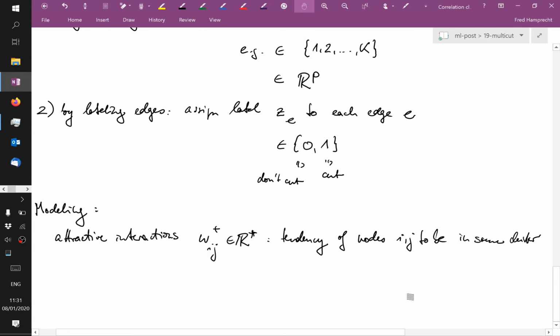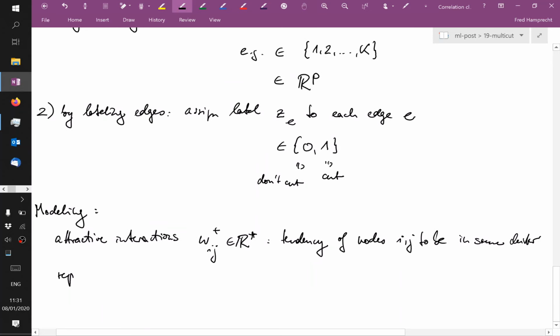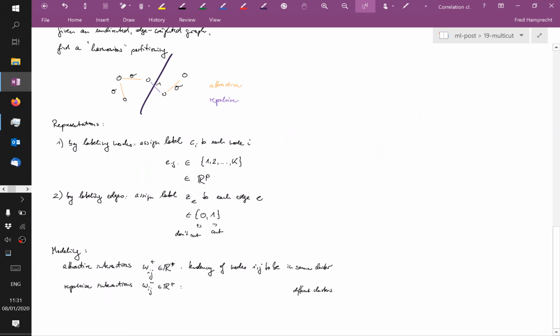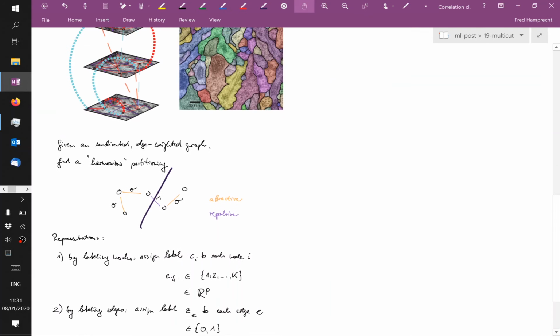And then on the other hand, we have repulsive interactions. I'm going to call them wij minus. These are also non-negative numbers, and this is the tendency of nodes i and j to be in different clusters. So back to our example, where do we get them from? Obviously from machine learning.